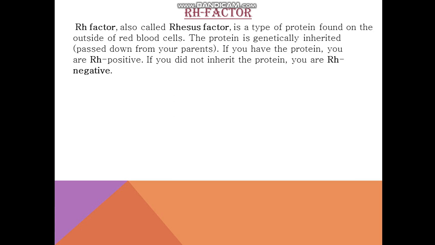So what will be the condition? One parent is homozygous, the other parent is heterozygous. The homozygous parent is Rh positive and the other parent is also Rh positive because it has the capital R gene present. What will happen if the other parent is Rh negative? That I will tell you. What will be the gene concept?